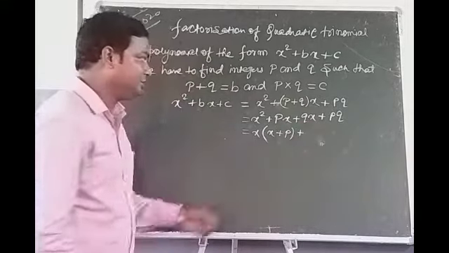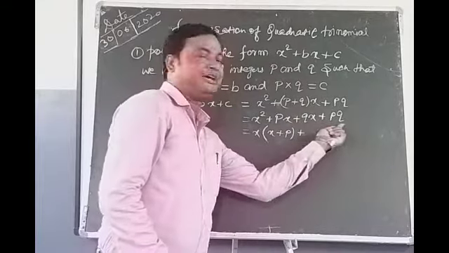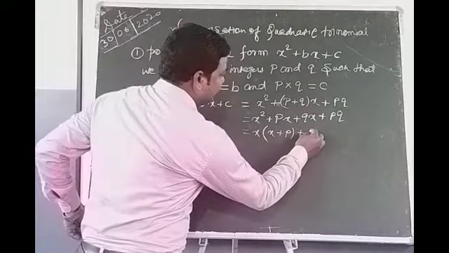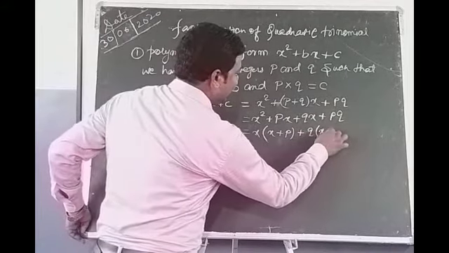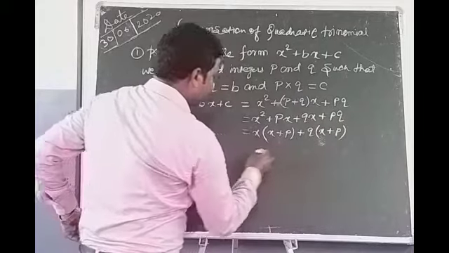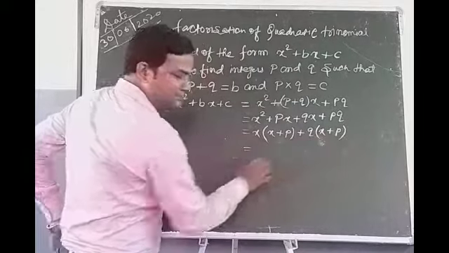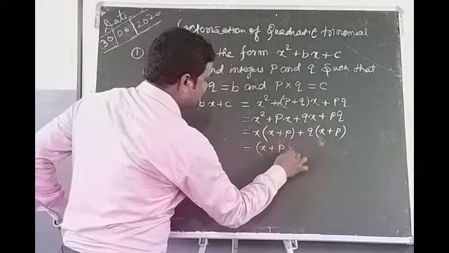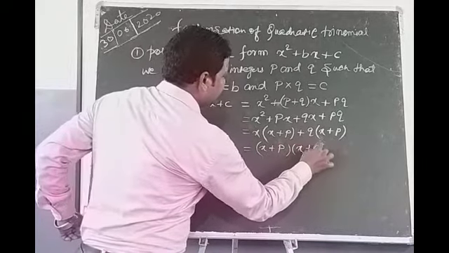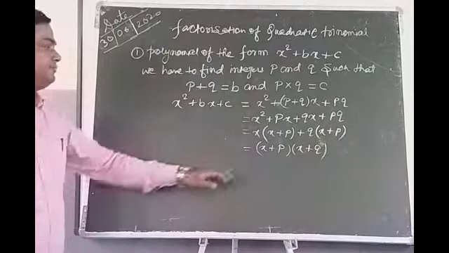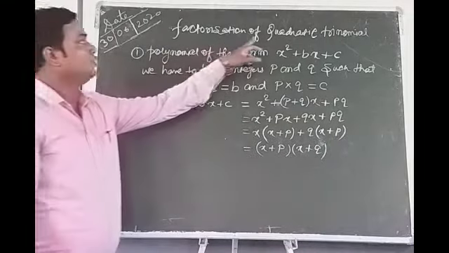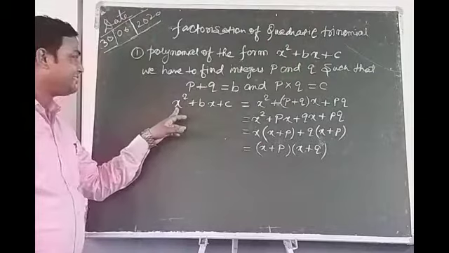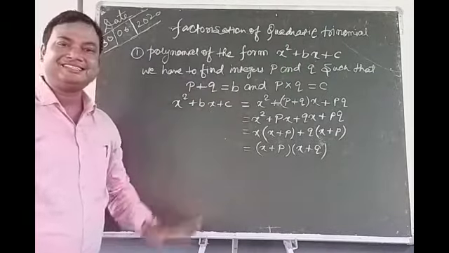Now from these two terms, what is common? Here is q, here is q. Taking q common, what is left? x plus p. So now x plus p is common: (x plus p) into (x plus q). This is the factorization form of the quadratic trinomial x square plus bx plus c.